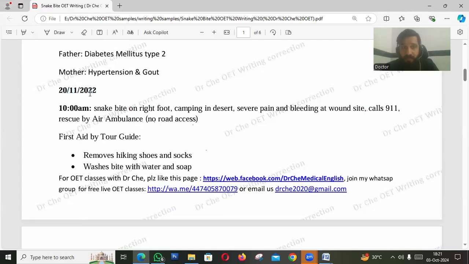In the real exam, today's date would be the same as the exam date. So on this date, at 10 in the morning, snake bite on right foot. I'm not writing complete sentences because these are notes. Just snake bite on her right foot.